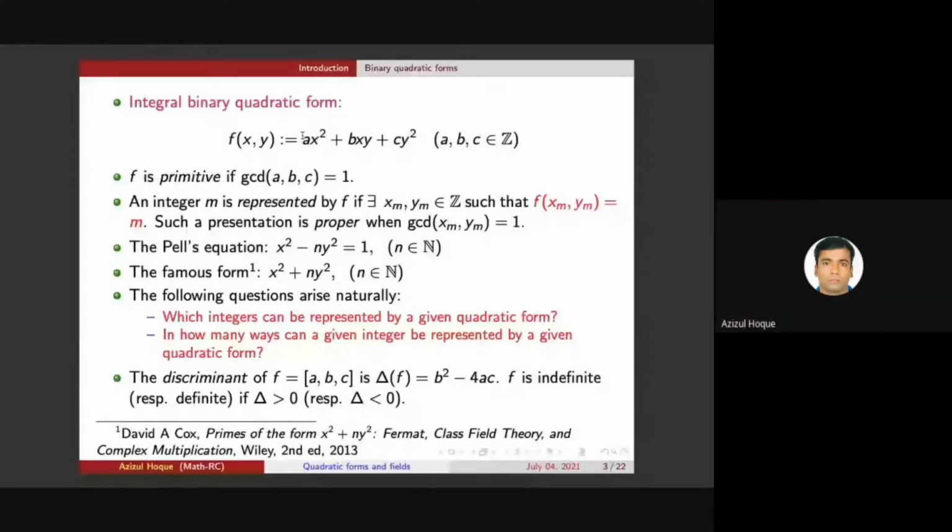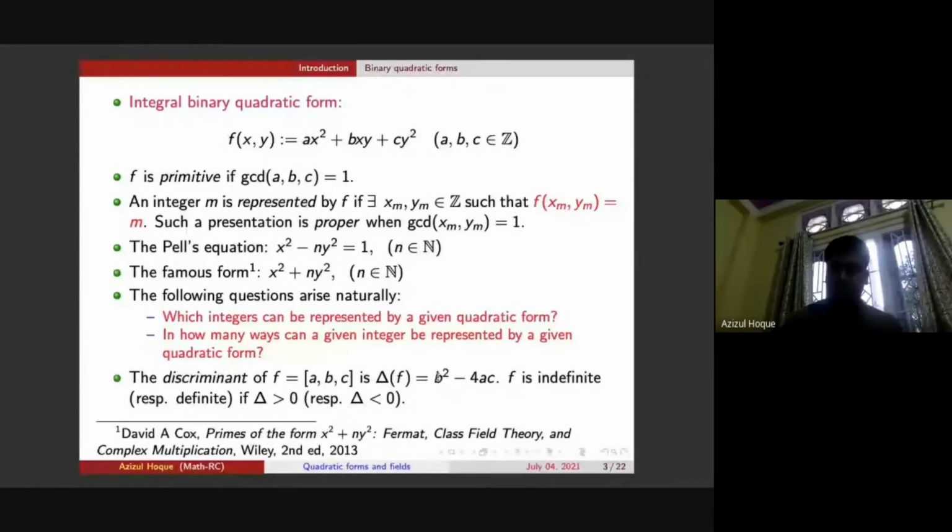Another thing is that this b may be even or may be odd. If b is even, then b square is congruent to 0 mod 4. And if b is odd, then b square is congruent to 1 mod 4. So what does it mean? It means that the discriminant is always 0 or 1 mod 4.